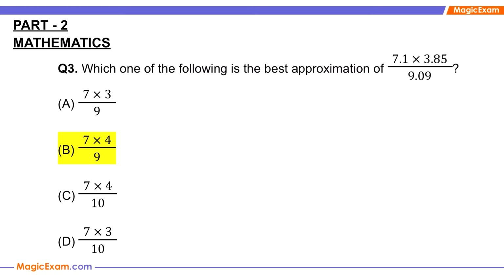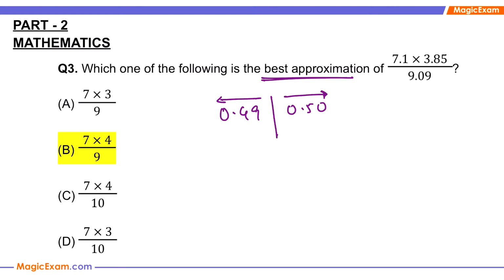Which one of the following is the best approximation of 7.1 into 3.85 divided by 9.09? So the shortcut method that you can use for approximation is draw a line like this and 0.49 on this side and 0.50 on this side. So look at the number after the decimal point. If it is 0.5 or greater, round up the number to the next whole number. If the number after the point is 0.49 or less, round it down to the previous whole number.